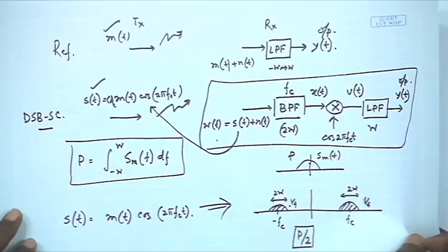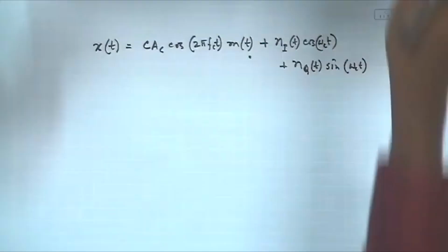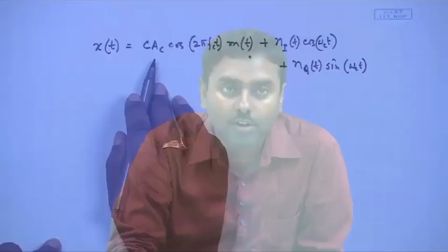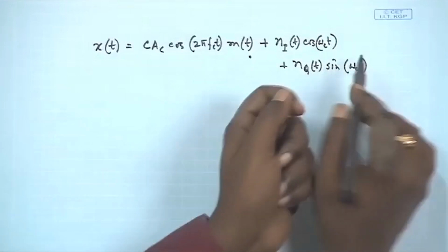Now, what will happen if I go back to the circuit? x(t) gets multiplied with cos 2 pi f_c t. So, what is eventually happening is that not only the signal is getting multiplied by cos 2 pi f_c t, the noise will also be multiplied by that. We are actually taking the additive noise through the receiver, and at every step we are trying to see what is happening to the noise after that step.